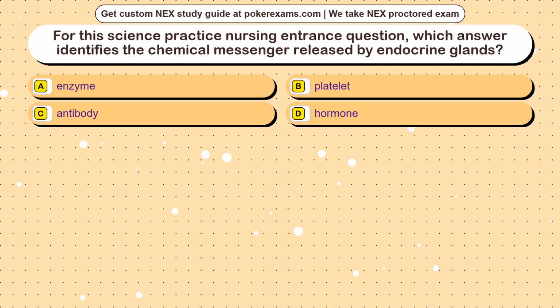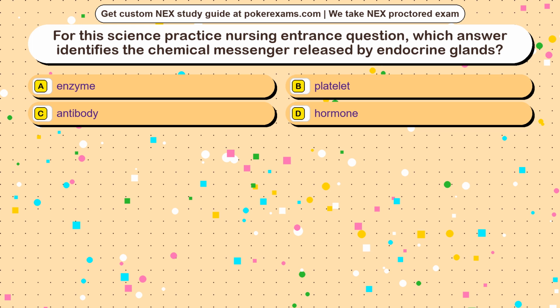Question 13. For this science practice nursing entrance question, which answer identifies the chemical messenger released by endocrine glands? Option A, enzyme. Option B, platelet. Option C, antibody. Option D, hormone.